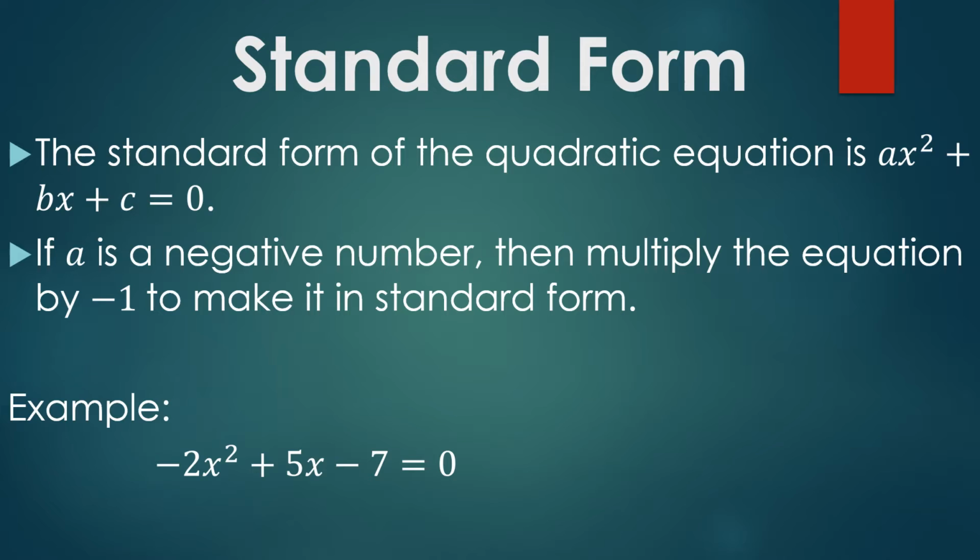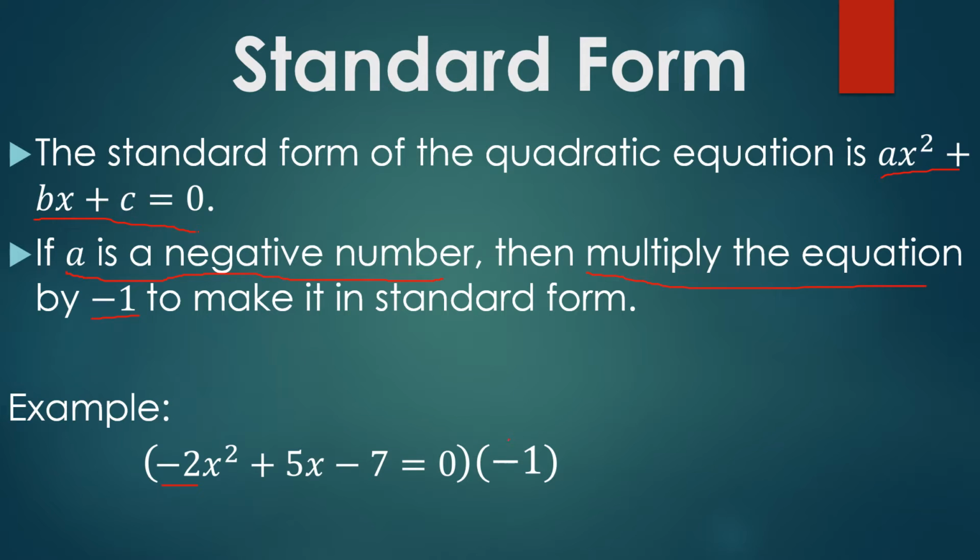Although the given quadratic equation is written in the form ax squared plus bx plus c is equal to 0, the value of your a is negative. Sabi natin, if the value of your a is a negative number, then we have to multiply the whole equation by -1. That's why let us multiply the whole equation by -1.